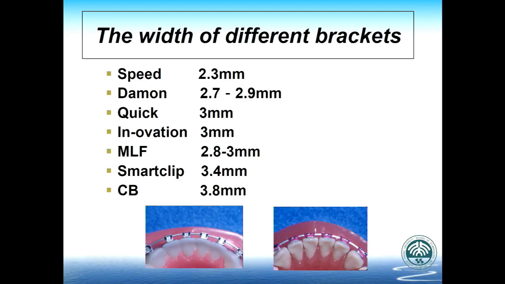And someone may notice the width of the brackets is quite different. We have wider brackets, we have narrow brackets. They are quite different. Damon brackets are quite narrow. It's not the narrowest, but it's very narrow. That's better for tooth movement.